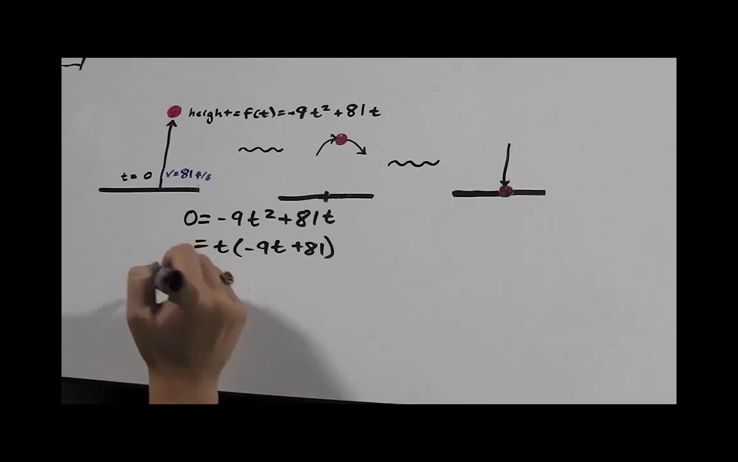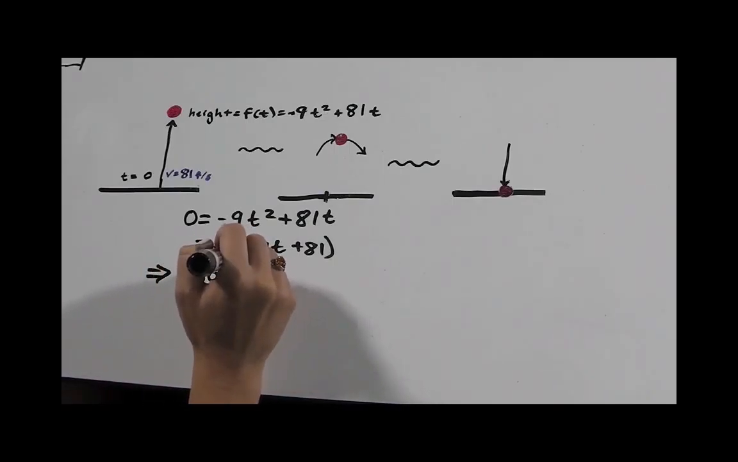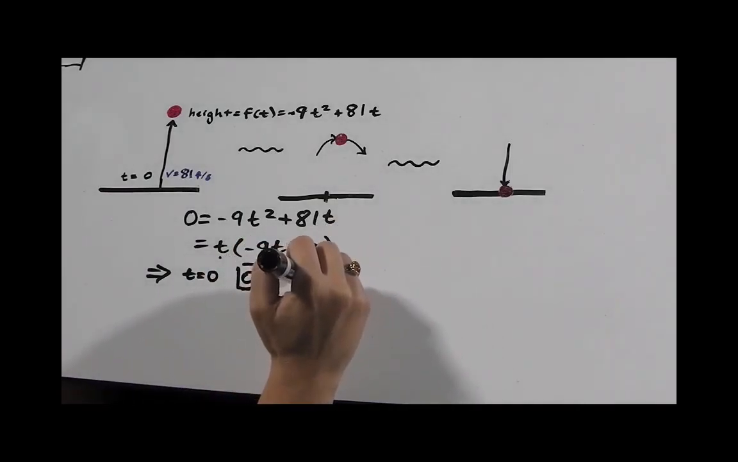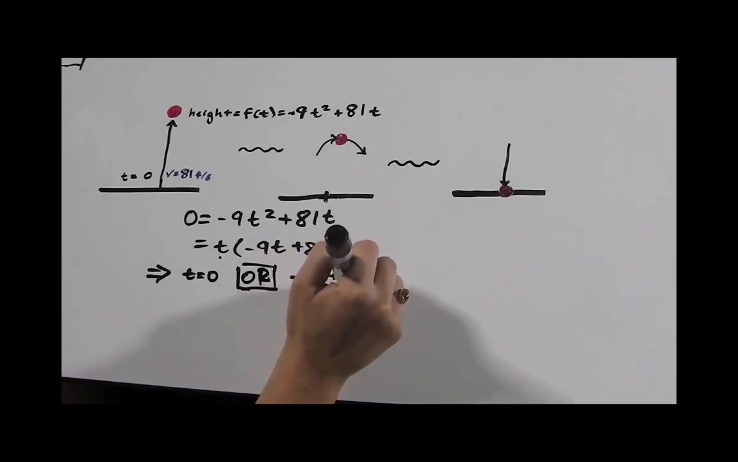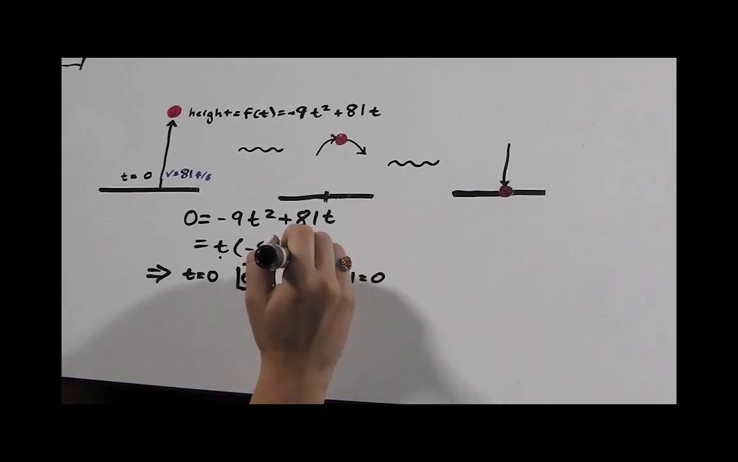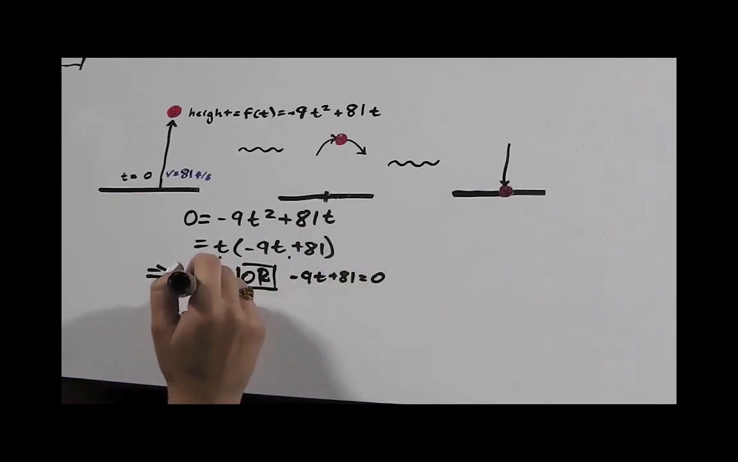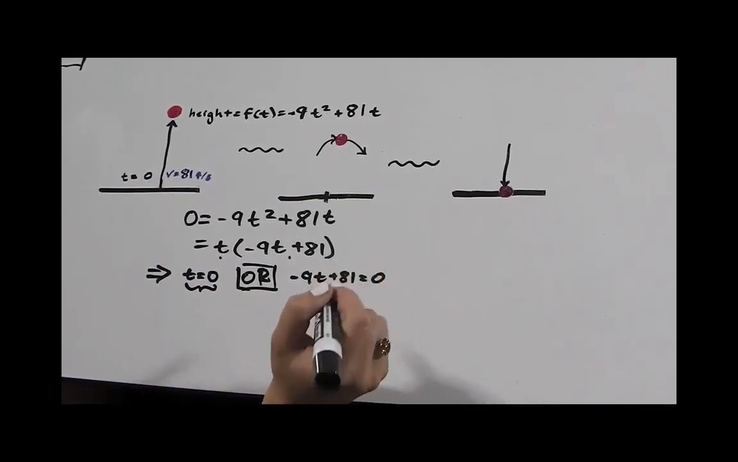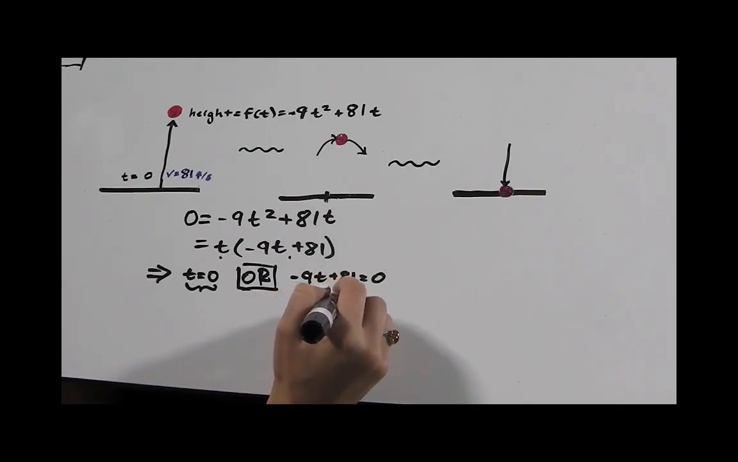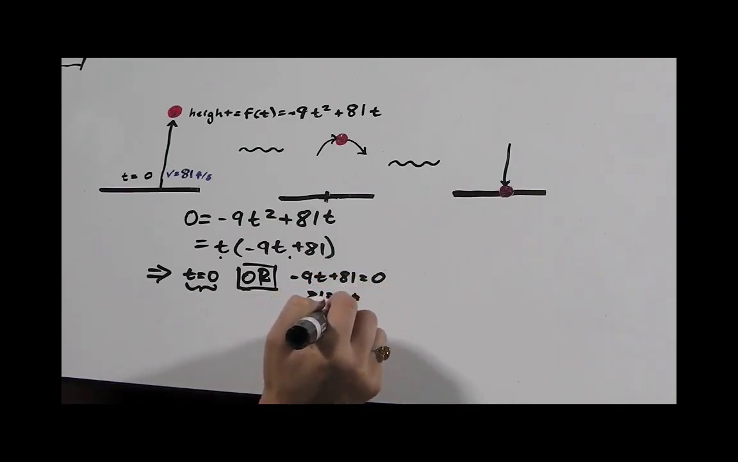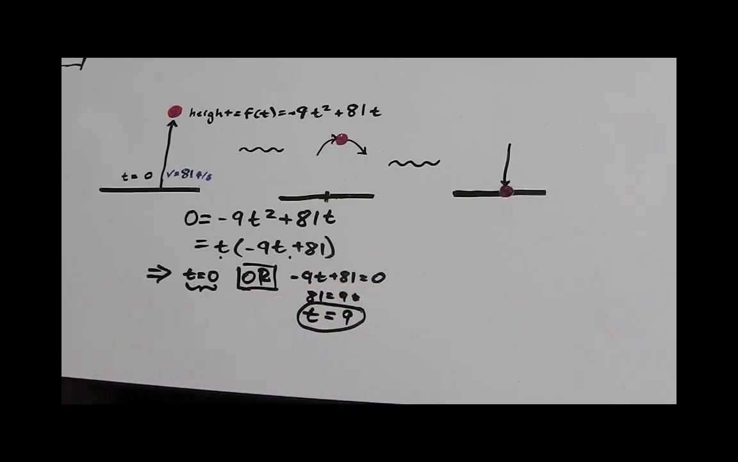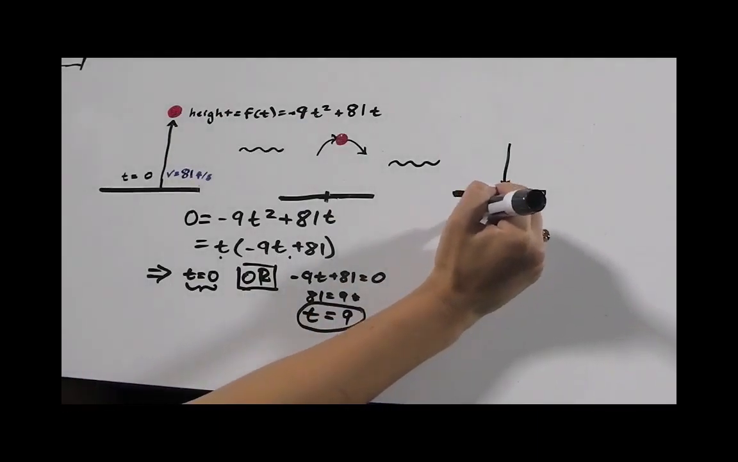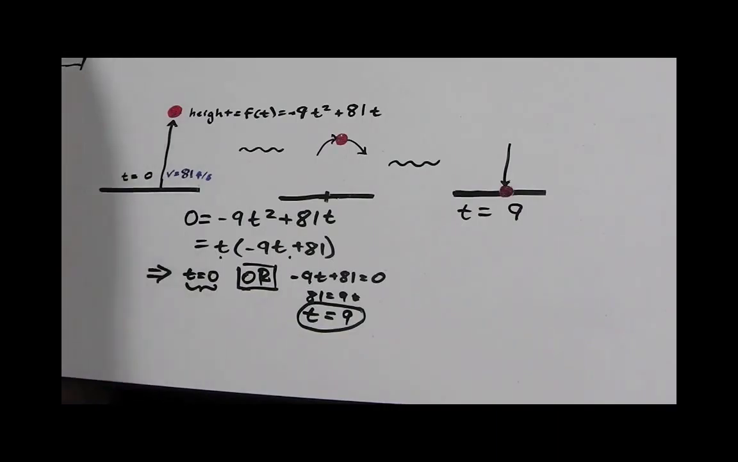And that implies that either t is equal to 0 for this option, or negative 9t plus 81 is equal to 0 using this option. And this requires a bit more solving. This, t equals 0, is the beginning. We already have that down. When the pomegranate hits the ground again, we're going to be at 81 equals 9t, or t equals 9. So t equals 9 is the point when our pomegranate hits the ground.